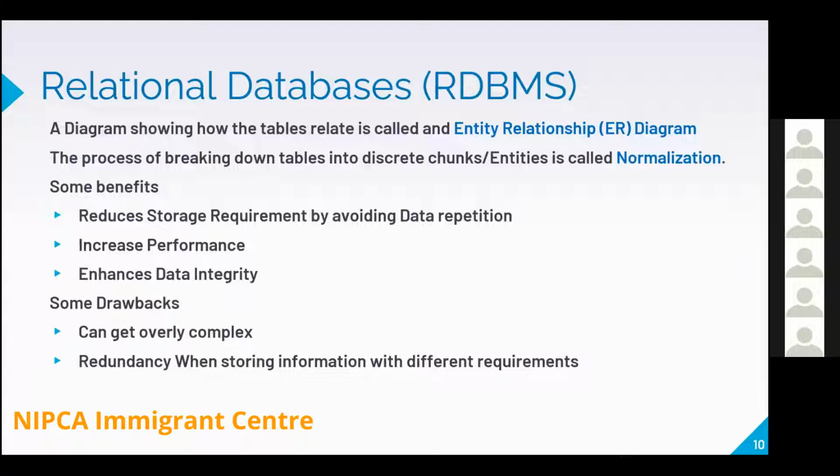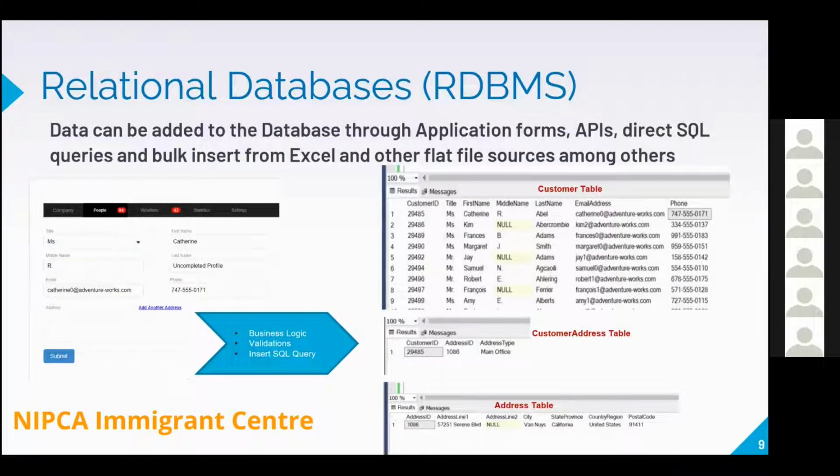So relational databases. A diagram showing how the tables relate is called an entity relationship diagram. And the process of breaking down tables into discrete chunks or entities is called normalization. So normalization is a concept. It has the first normal form, the second normal form, the third normal form. We won't go into that. It's something you can actually read about. It's quite straightforward.